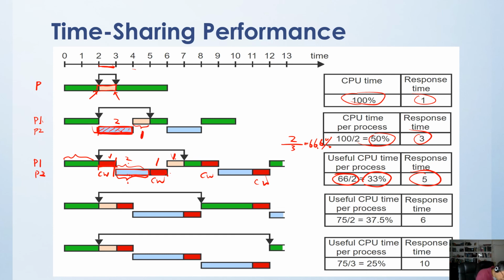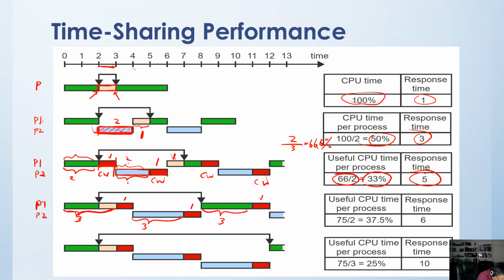Okay, now let's take a look at another scenario. We still have P1 and P2. Now let's increase the time quantum to 3. The time quantum used to be 2, but now it's 3. And here's time quantum 3, time quantum 3, and then the context switching time is 1.